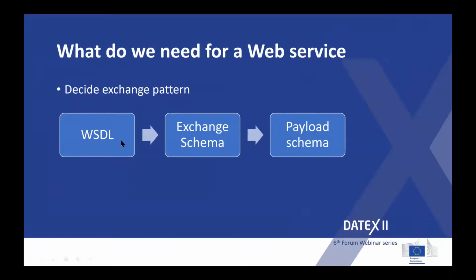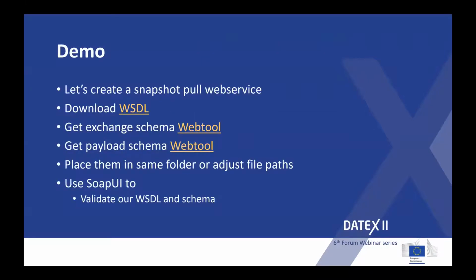We need a WSDL file, the web service description file. And then we need the exchange schema. And then we need a payload schema. We need to plug those 3 together to get the service working. So I'm going to show you how to do this. So let's create a Snapshot Pull web service.